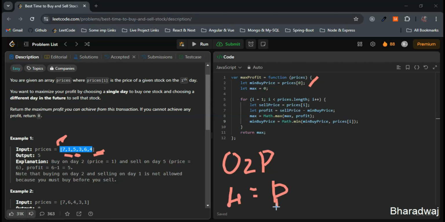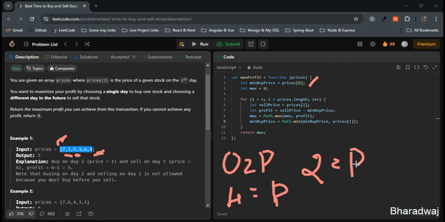We'll come to the third day. Now the current price is 3. It will be 3 minus 1, right? The minimum buy price is still 1, and 3 minus 1 is 2. So now the profit is 2, and when we update the minimum buy price, it will still be 1 itself.